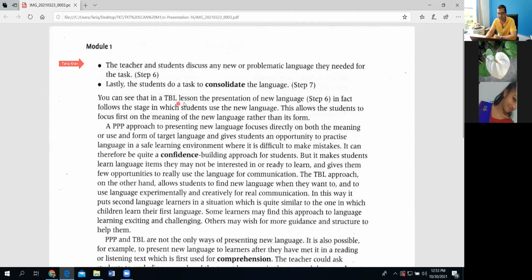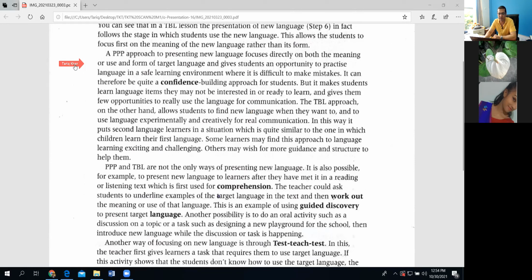You can see that in a TBL lesson, the presentation of new language, step 6, in fact, follows the stage in which students use the new language. This allows the student to focus first on the meaning of the new language rather than its form. So if you see in the TBL, they don't go towards the form first. They go first to the meaning, communication, the use of it. That's the difference in it. So this method, TBL, is not okay for small children. Yeah, some activities you can take out of it and adopt for the small ones also, but not the whole method of the TBL.